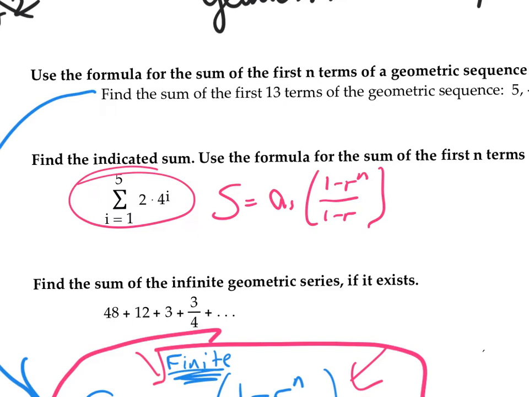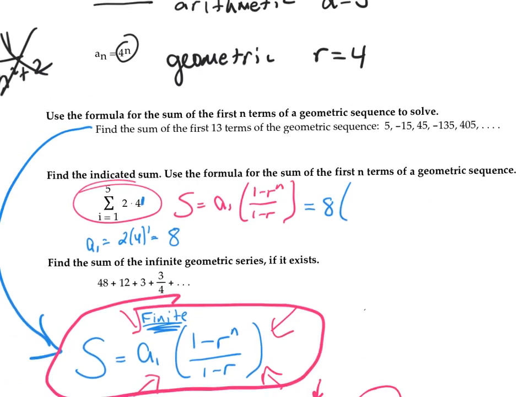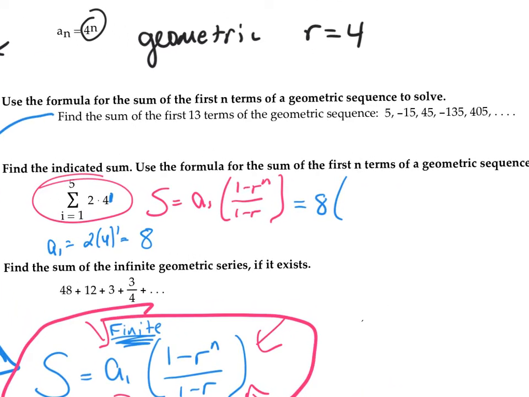So how would I find the first term that I would plug into my formula here? I would plug in 1 for i. So if I plug in 1 there, I have 2 times 4 to the first power. So my first term is what number? 8. Okay. And guys, follow along with me. This is how you're going to show me your work on your quiz when you take it. Okay, so I have 8.